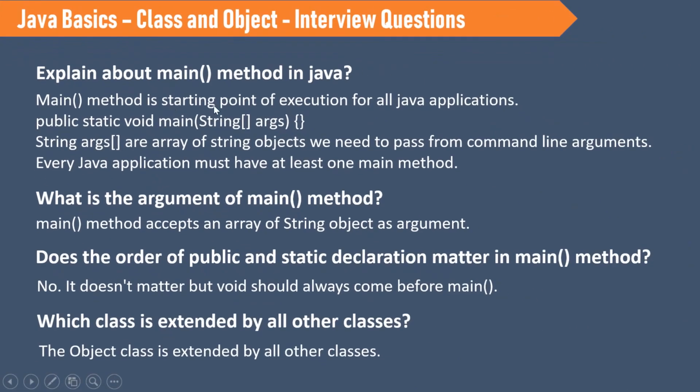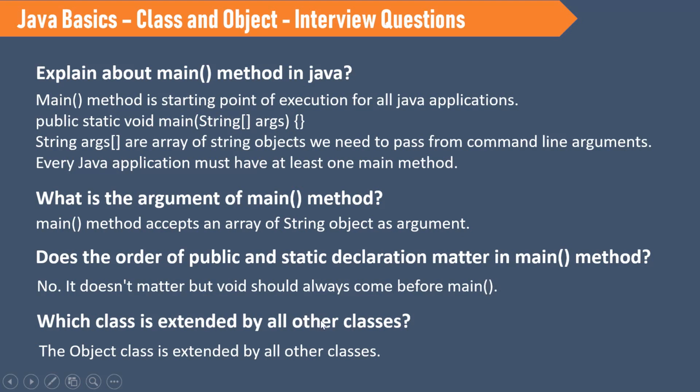Main method is the starting point of execution for all Java applications. The execution starts from the main method in a class, public static void main, and the argument that we pass is String args. String args is an array of string objects we can pass as command line arguments. Every Java application must have at least one main method. What is the argument of the main method? Main method accepts an array of string objects as argument. Does the order of public static declaration matter in the main method? No, it doesn't matter, but void should always come before the main keyword.